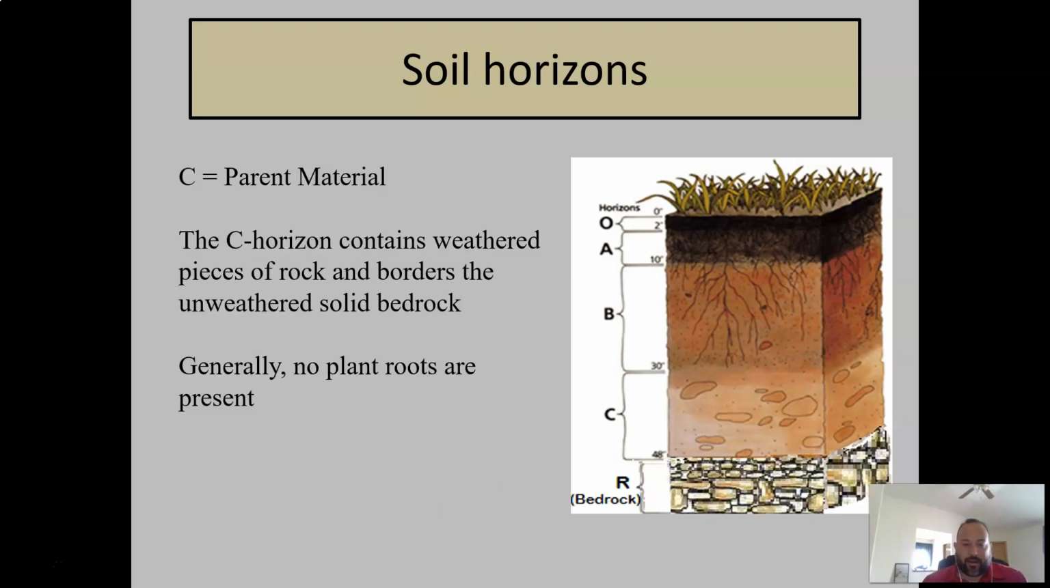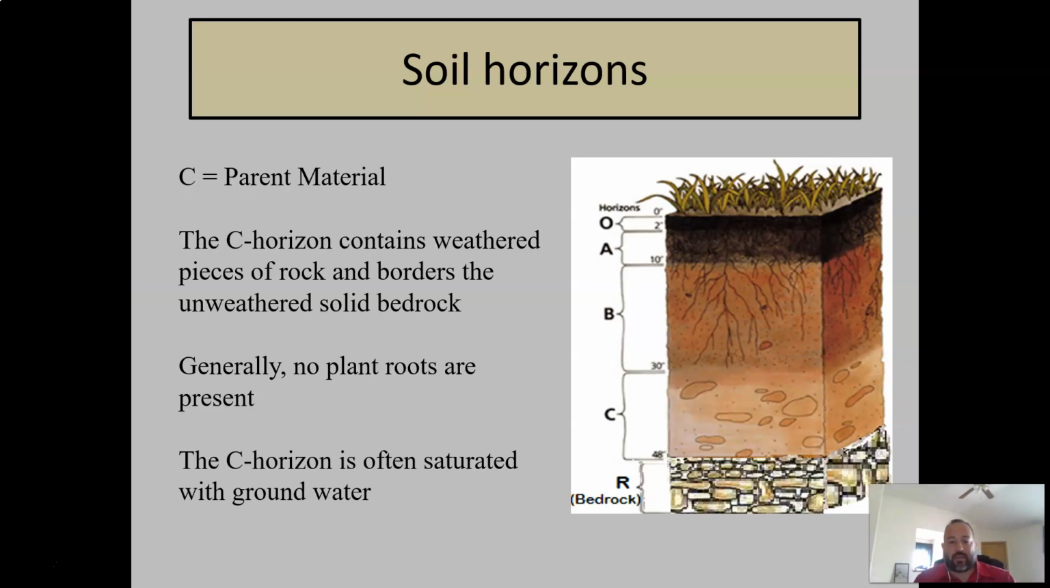So our C layer is our parent material layer or our weathered bedrock layer. It usually contains pieces of rocks and borders the bedrock. Usually no plant roots are here, and it's usually saturated with groundwater.